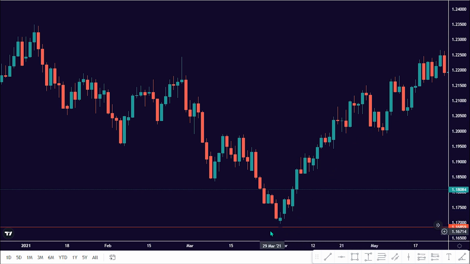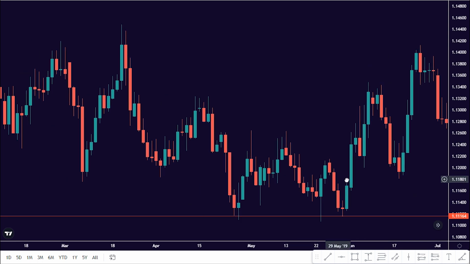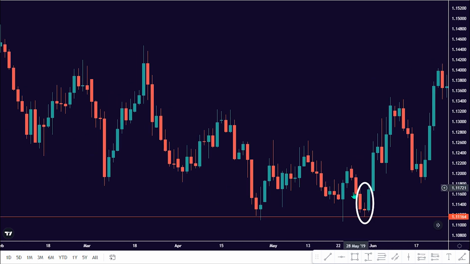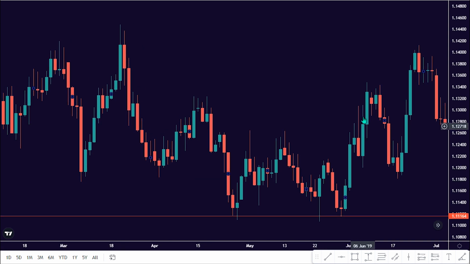Here's an example of the morning star candlestick, which formed at the support of a bearish trend. We can see how the candlestick led into a bullish rally. Here's another good example, and we can see how it led the bearish rally into a bullish trend.